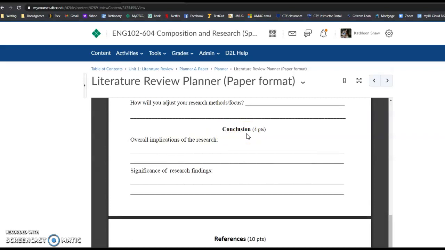That means overall, what is being said here? The overall implications and the significance of research findings are questions that kind of blend together. What does this research mean? What does it mean that there are a ton of news story articles about this right now? And then why is that significant? Here in your conclusion, you're going to explain why what you found matters, and why it's significant.